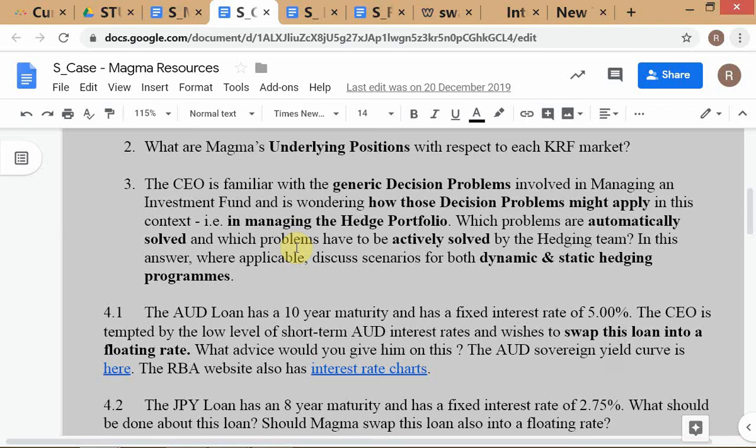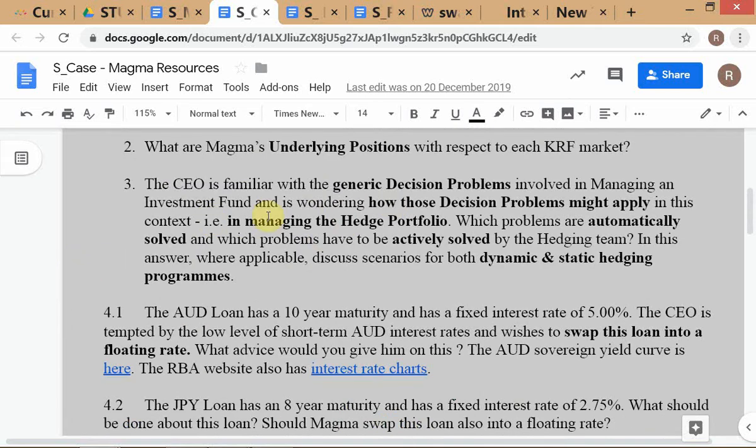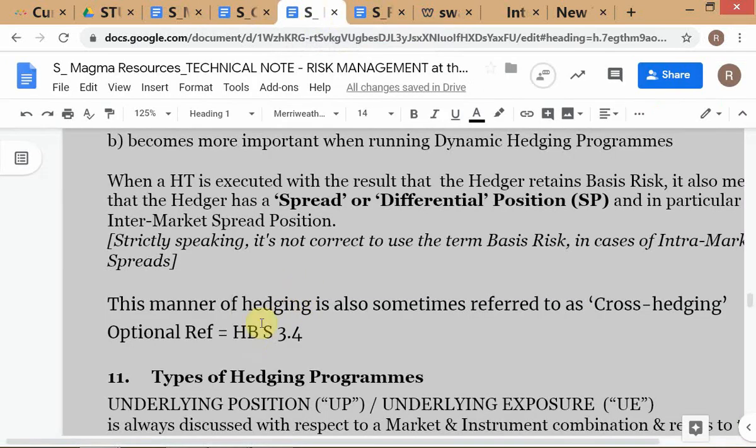Okay, so returning to the questions of the case, we have already covered these 1, 2, 3, the entire decision problems. Let me just go back to your page. I have just done some reformatting. This is too much.